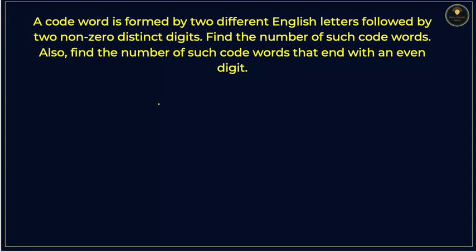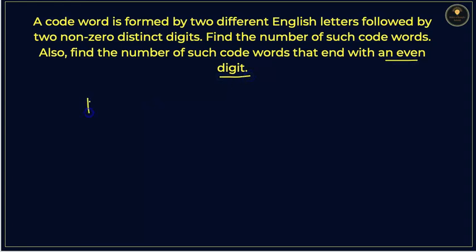If you can observe this question, a code word is formed by two different English letters followed by two non-zero distinct digits. We have to find the number of such code words, and there's one condition that is given: find the number of such code words that end with an even digit. This is an important thing that you have to note.